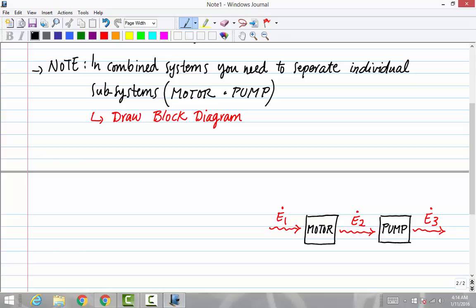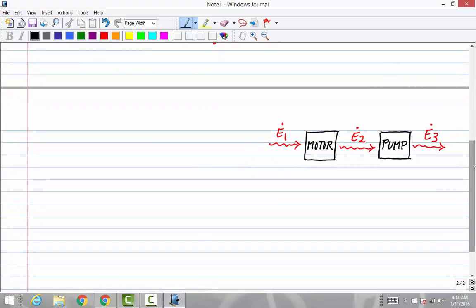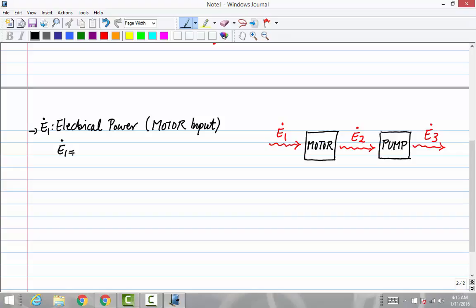So the summary or definition of all these E dots would be: the first one is E dot 1, the electrical power, just the current of electrons, and that is the motor input. So we give this energy to the motor. In the question, it says E dot 1 is 44 kilowatts, right?